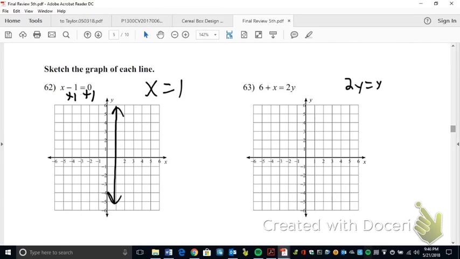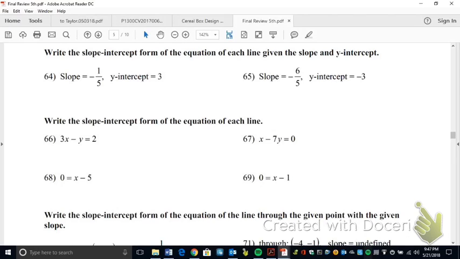63, what I like to do in these cases is put it into slope-intercept form, which means we solve for y. It's going to give us y equals 1/2 x plus 3. That means that we have our y-intercept at 3 and our slope is 1/2, and that's what the graph looks like. Okay, moving on. Now we're given different pieces of information.